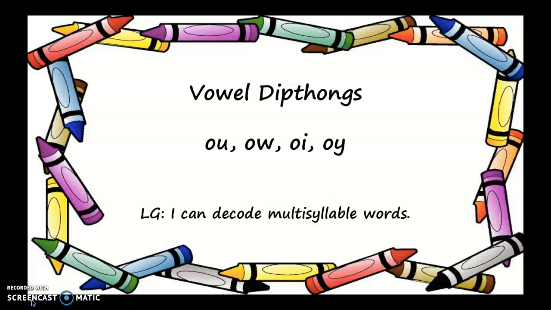Hey friends, today we are going to be working with vowel diphthongs. So we are going to be decoding multi-syllabic words with the letter combinations OU, OW, OI, and OY.